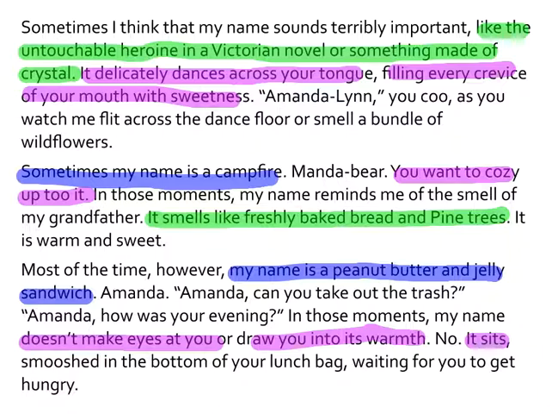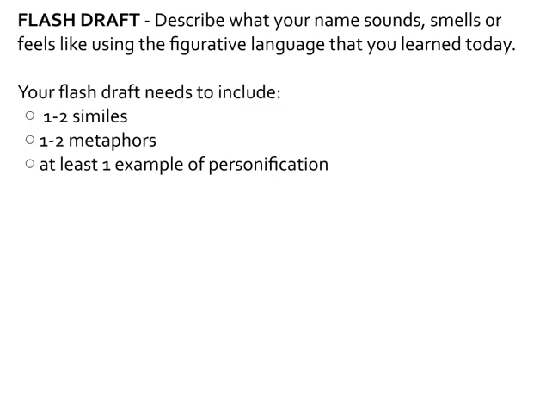So hopefully you found at least one metaphor, one simile, and one example of personification in my writing. Now it's your job. In your composition notebook, in the grammar and craft section, I'm going to ask for you to write 1 or 2 more paragraphs of your name vignette where you use metaphor, simile, and personification to describe what your name sounds, smells, or feels like. Okay, enjoy.